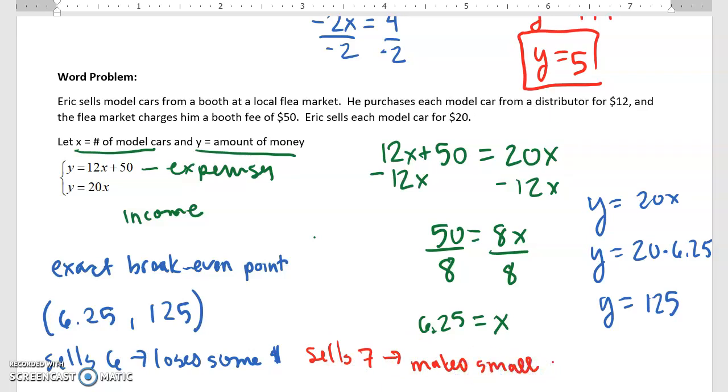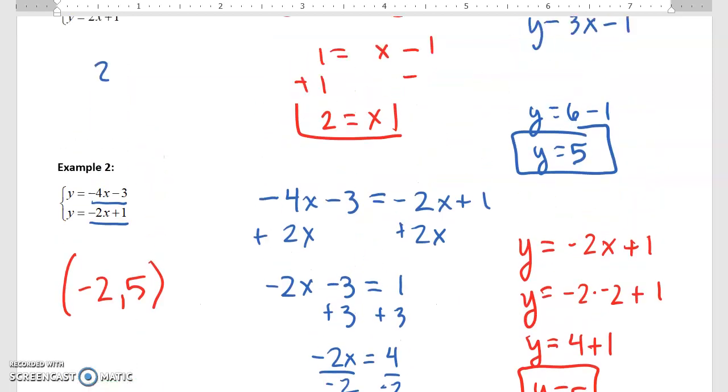Oh, sorry about that. So we're going to take a look at the other word problems and, again, practice this method. But this was an introduction to solving systems of equations using the substitution method.